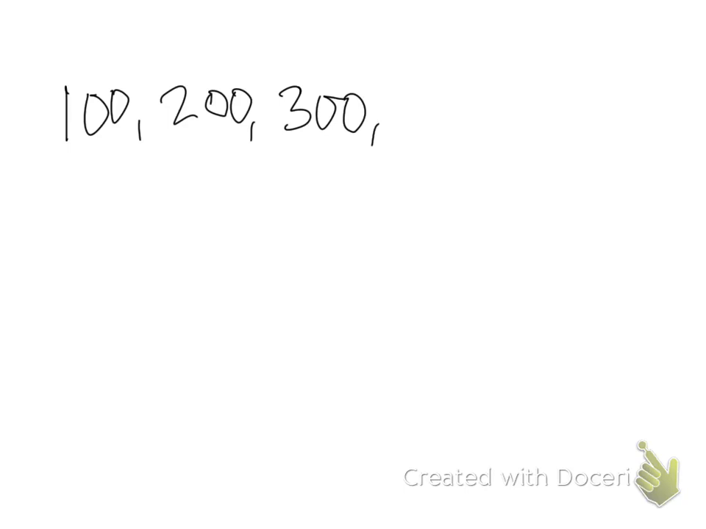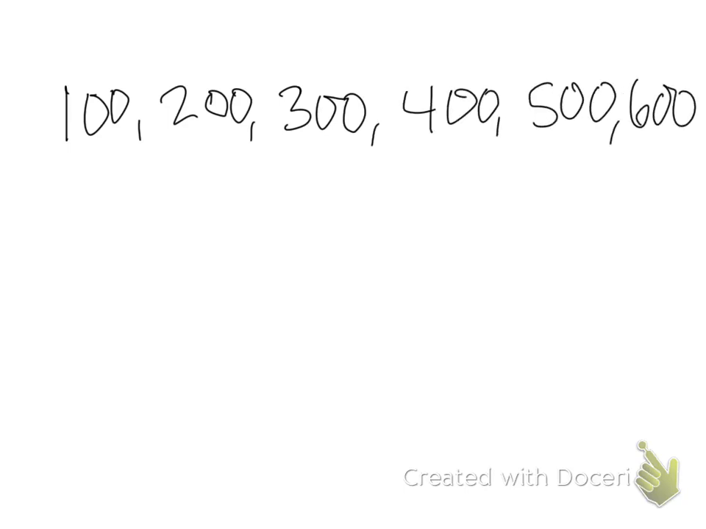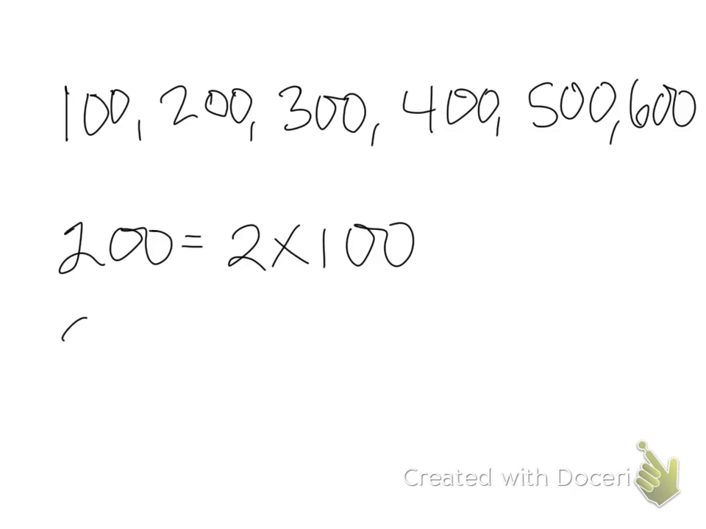Now, all multiples of 100 end in 2 zeros. We have 100, 200, 300, 400, 500, 600, and so forth. And a multiple of 100 can be written as a number times 100. So 200 equals 2 times 100. 300 equals 3 times 100.